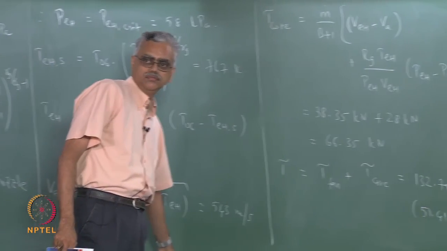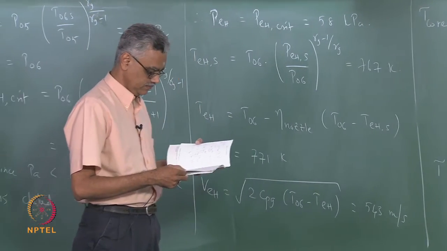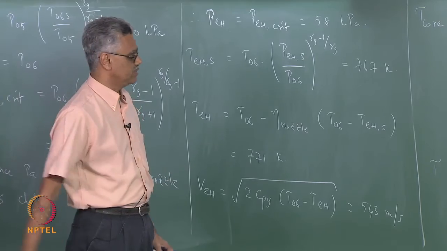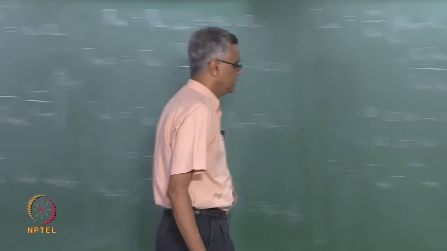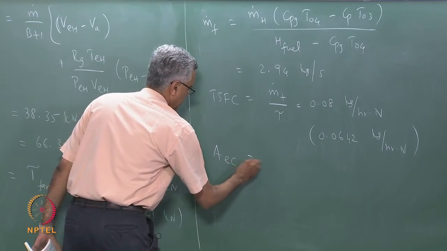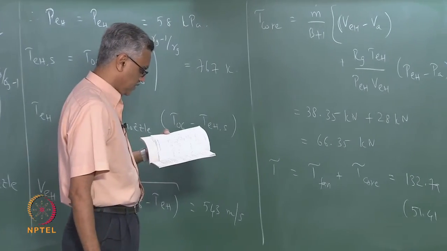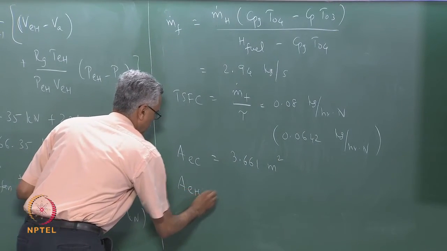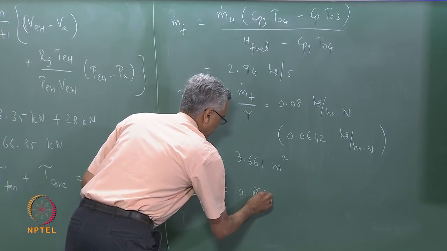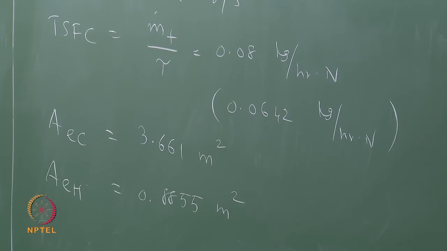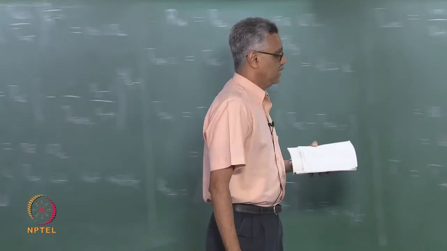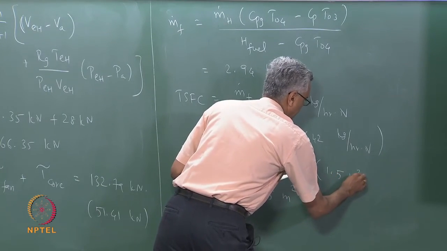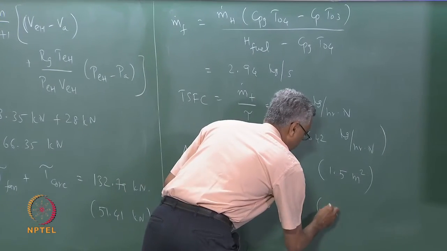What do we do? We can figure out what to do if you proceed in the same way as before. What if I calculate the area of the cold nozzle and the hot nozzle for these conditions? I get the cold nozzle area to be 3.661 meter square and the hot nozzle area to be 0.8855 meter square. Okay, and if you remember, earlier we calculated the same values to be 1.5 meter square and 0.511 meter square.